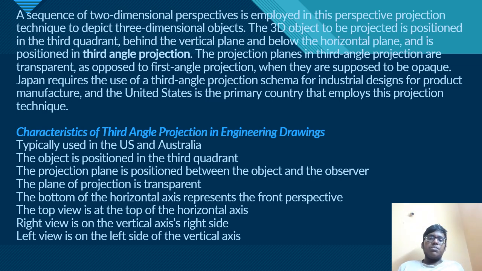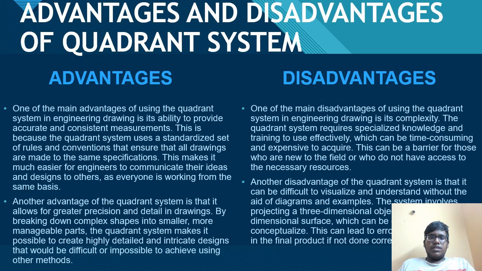Characteristics of third angle projection in engineering drawings. Typically used in the US and Australia, the object is positioned in the third quadrant. The projection plane is positioned between the object and the observer. The plane of projection is transparent. The bottom of the horizontal axis represents the front perspective. The top view is at the top of the horizontal axis. Right view is on the vertical axis side. Left view is at the left side of the vertical axis.